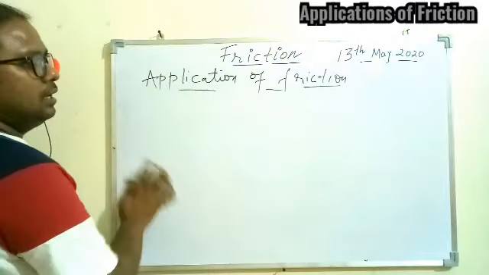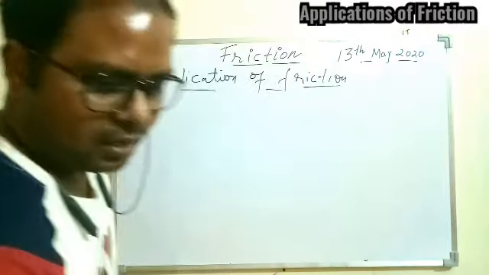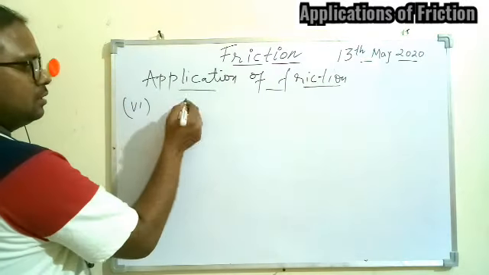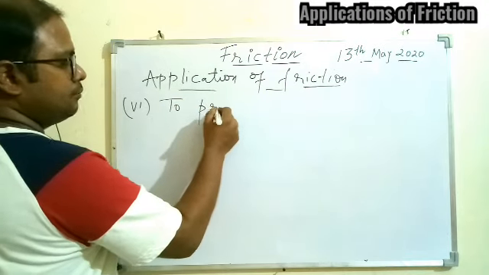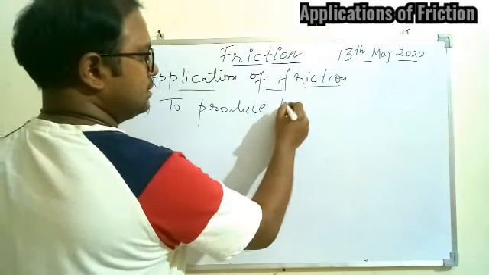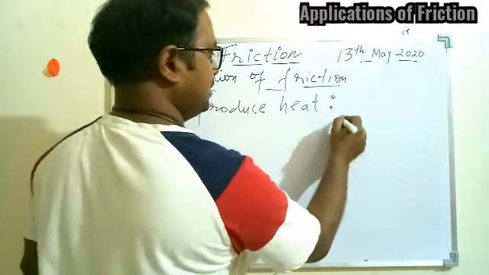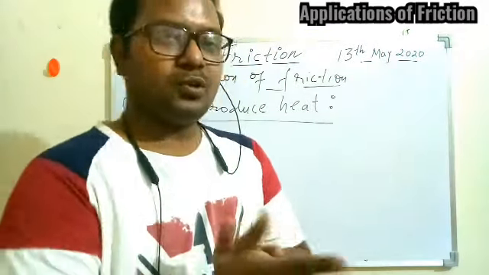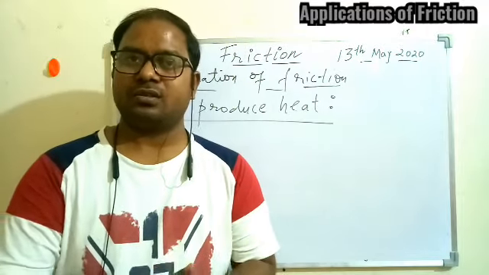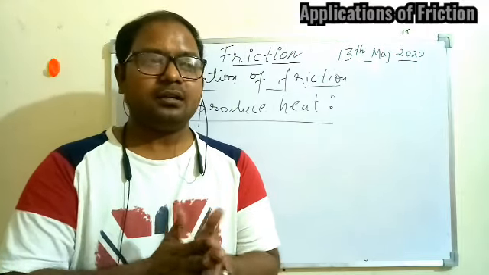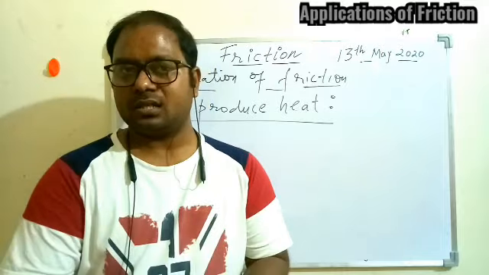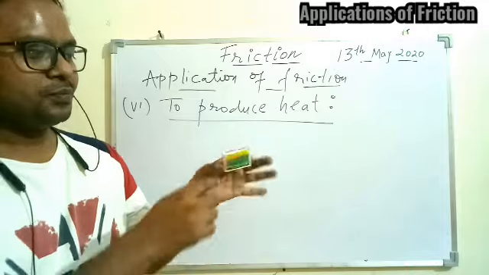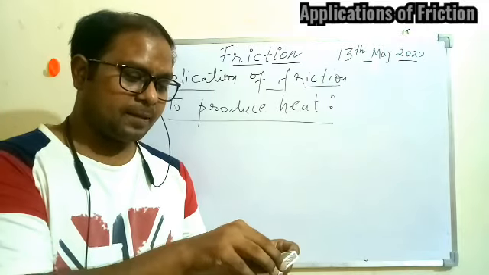Number 5 is done, and I am going to the last one, number 6, that is to produce heat. In general, when friction takes place between two objects, heat is also produced, and that heat can be utilized in daily life. The best example we have is the matchstick. You know how it works.